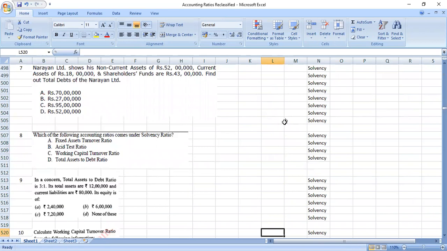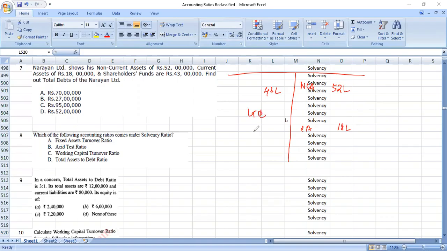Narayan Limited shows its non-current asset of 52 lakhs, current assets of 18 lakhs. Shareholders' funds are 43 lakhs. Find out the total debts of Narayan Limited. Non-current assets of 52 lakhs. Current assets of 18 lakhs. Shareholders' funds of 43 lakhs. They want you to find out the total debts.